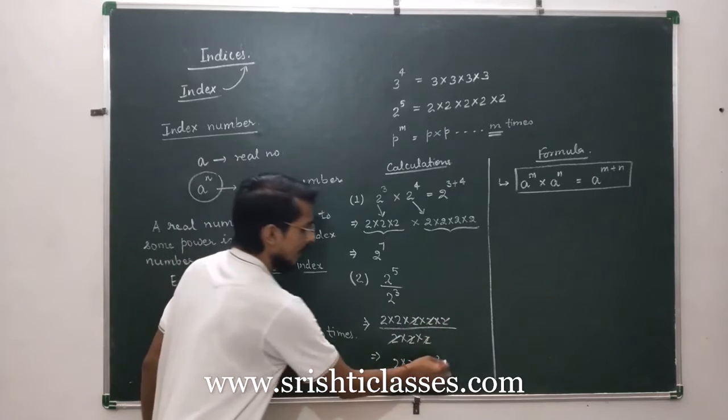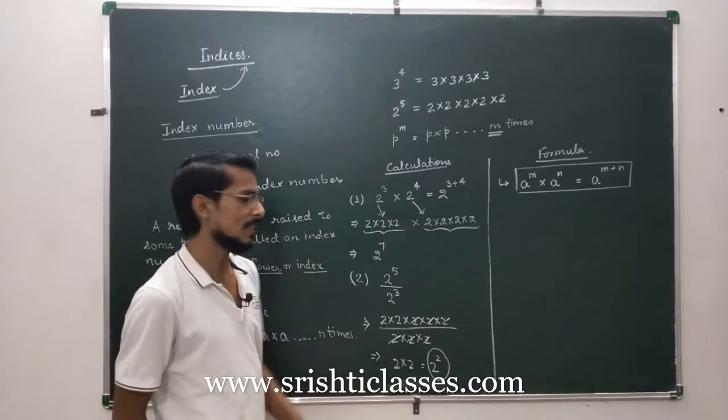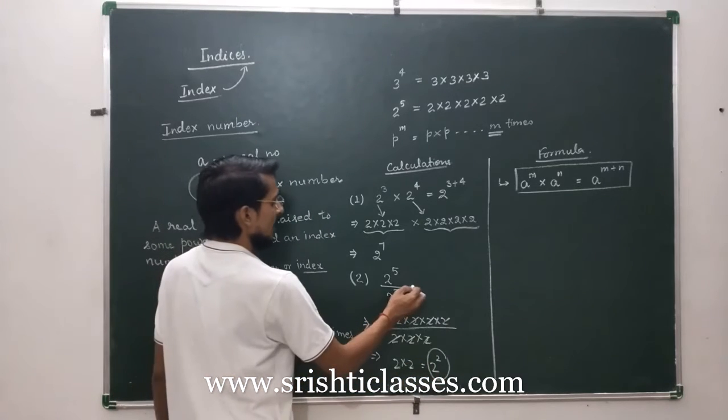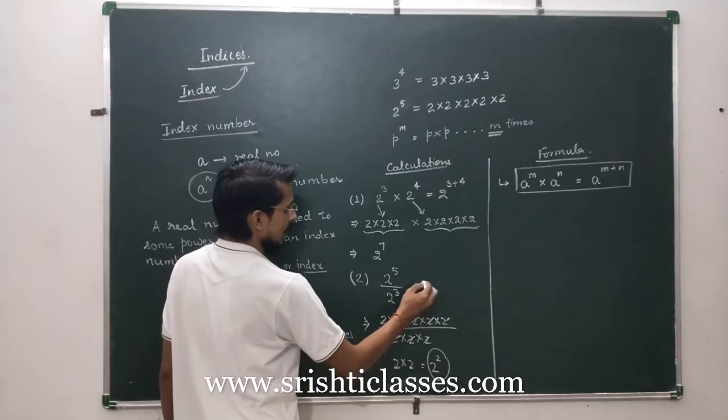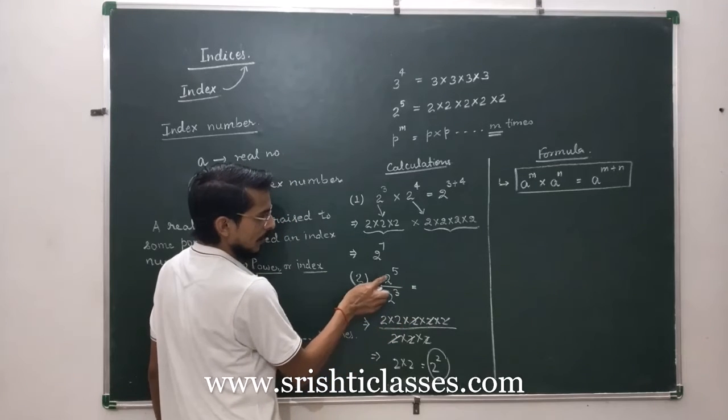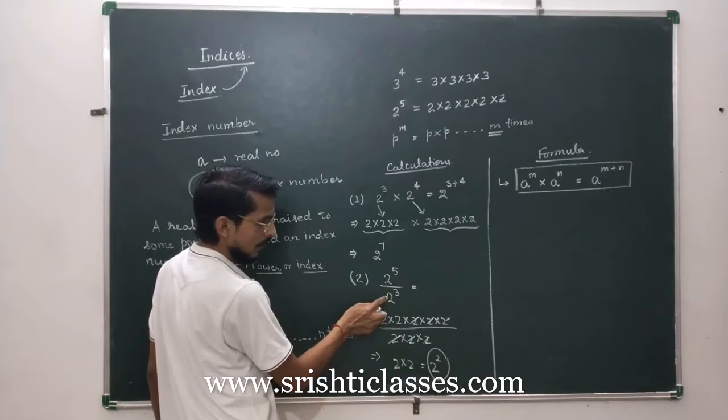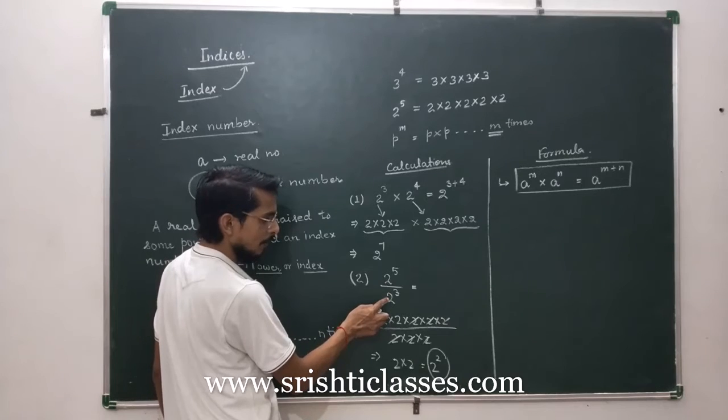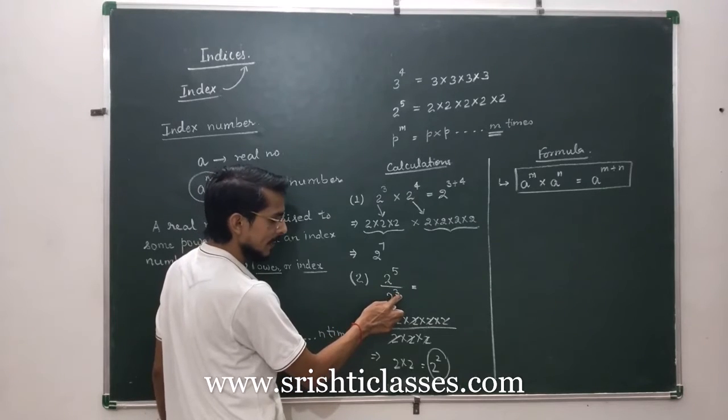This is your final answer. It means you have got this expression in this way. Here the base is 2 and the power is 5. Here also we have the base 2, but the power is different, which is 3.